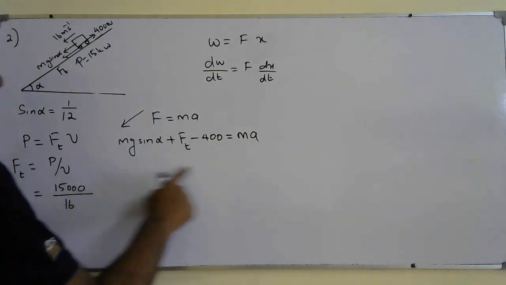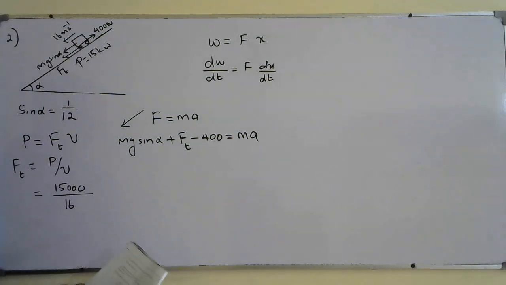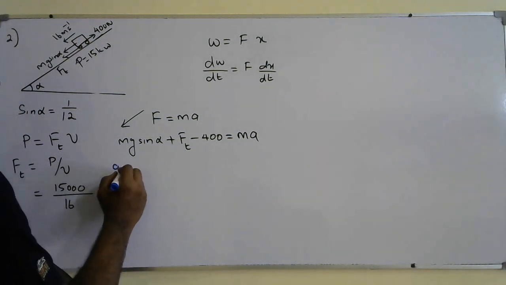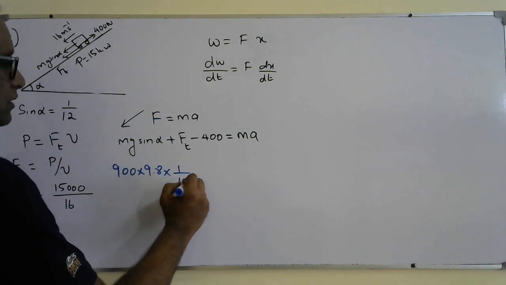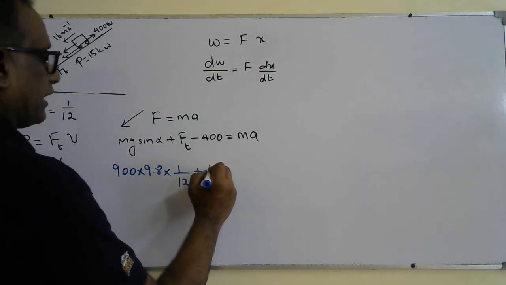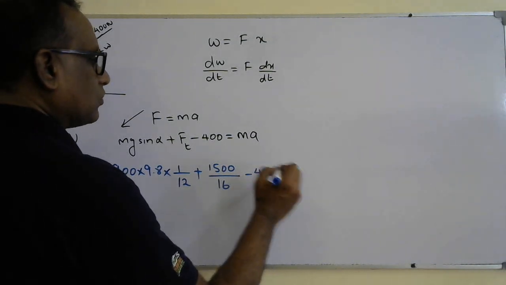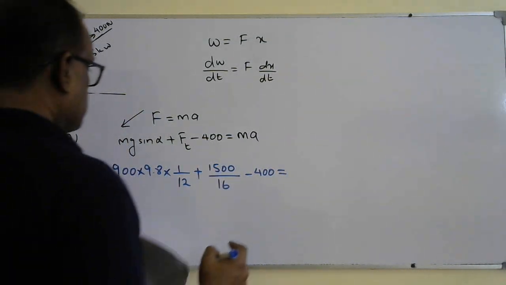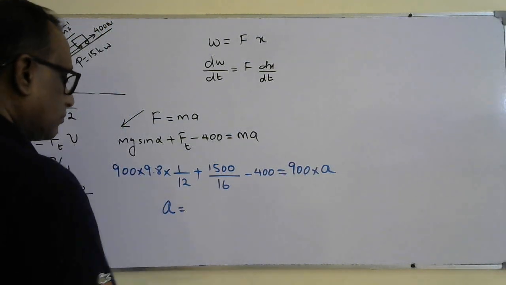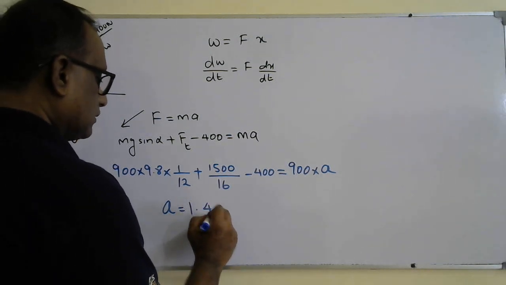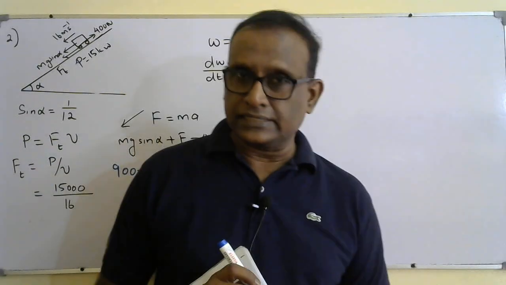Now we know all the quantities are given. We'll substitute the values. Okay, so mg sin alpha, mass is given as 900 kilograms, 900 into 9.8, sin alpha 1 over 12, plus Ft, that is 15000 over 16, minus 400 equals m, mass is 900, times a. Find it. You will get 1.41 meters per second squared. That's the answer. That's all. Okay, 1.41 meters per second squared.